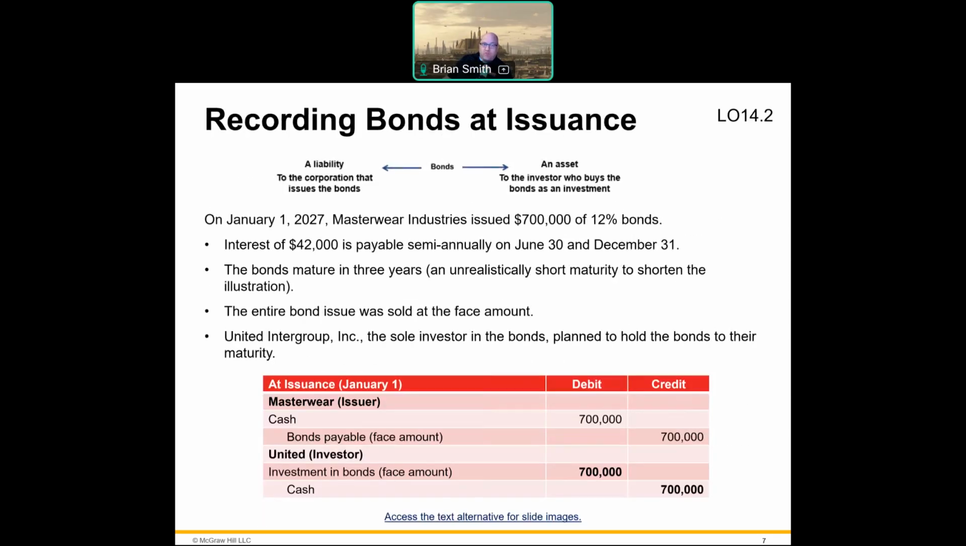So when we record the issuance of a bond, we're going to be looking at this from both the issuer, the company that is selling the bond, and the investor, the person or the entity buying the bonds. So when we issue a bond, we're debiting cash of $700,000 in this case, and we're crediting bonds payable. The person buying it is going to debit investment in bonds and credit cash.